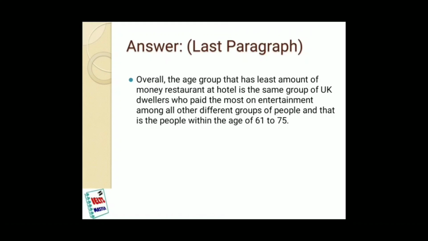Overall, the age group that has spent the least amount of money on restaurant and hotel is the same group of UK dwellers who paid the most on entertainment among all other groups of people, and that is people within the age of 61 to 75. So here the major thing was to avoid repeating the words "age group". While writing it, I found that I can say people falling under the age or people within the age brackets, or people within the age, anything like that. And that is also vocabulary to be added in the list of vocabulary that was given at the beginning of the video. That's how I would be writing my task 1 for IELTS Academic.